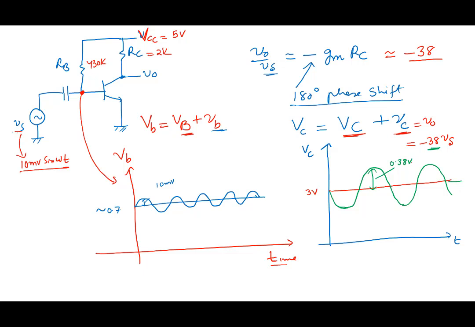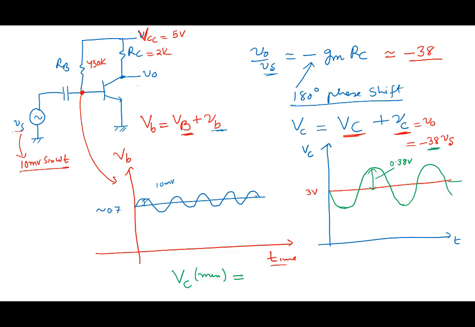So what is the minimum value of collector voltage? Minimum value of collector voltage, VC. Can you tell me this? VC minimum will be how much?